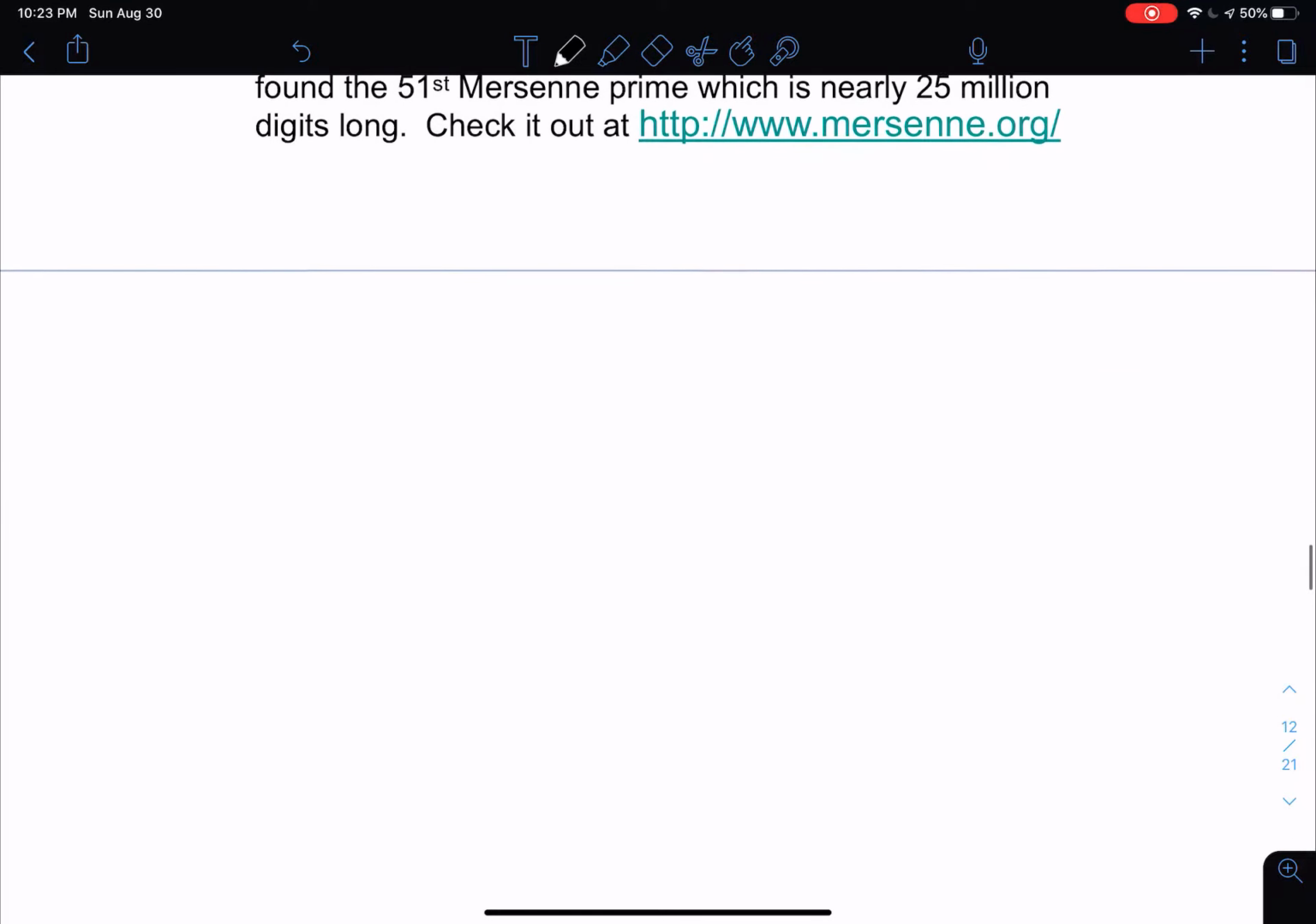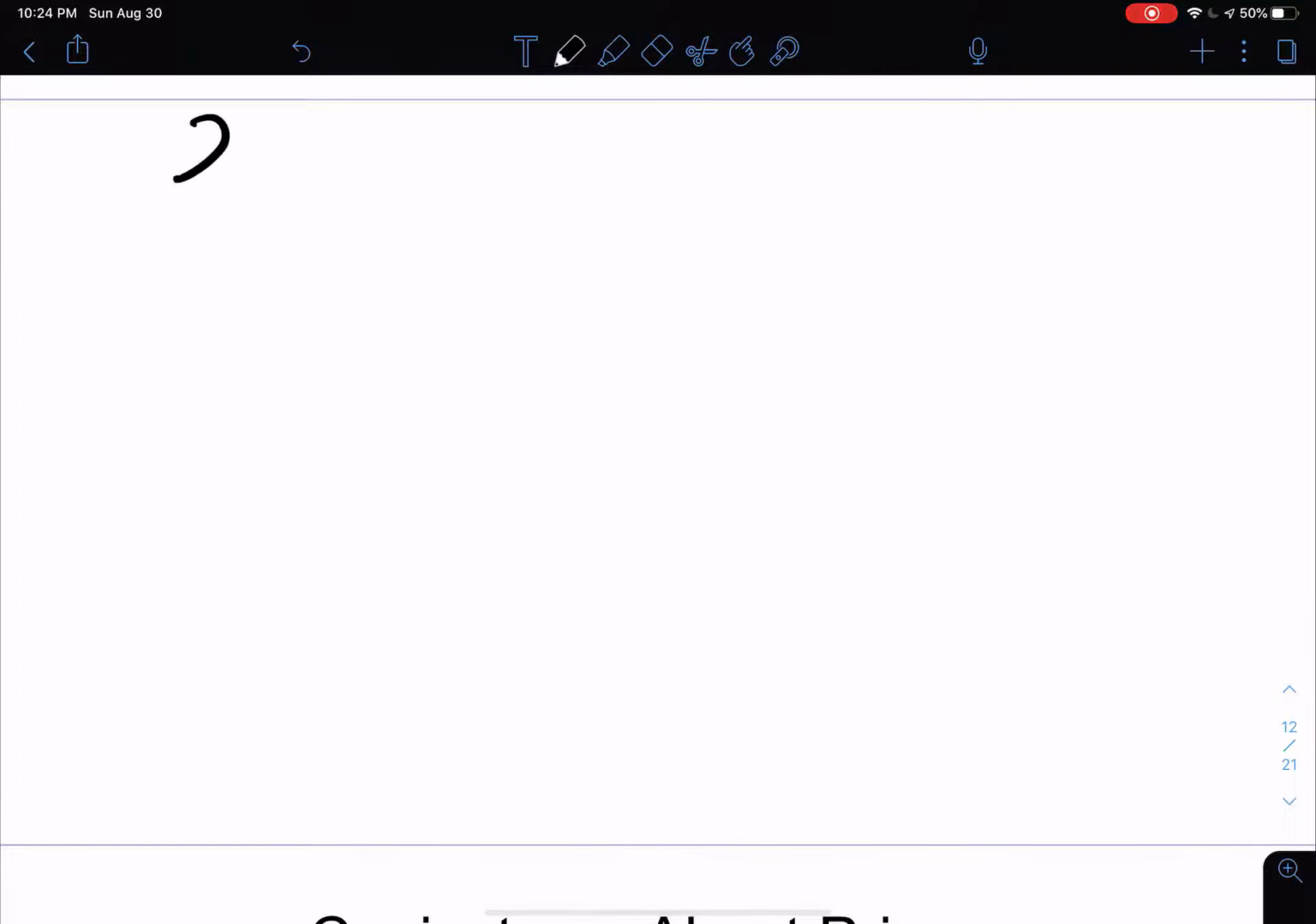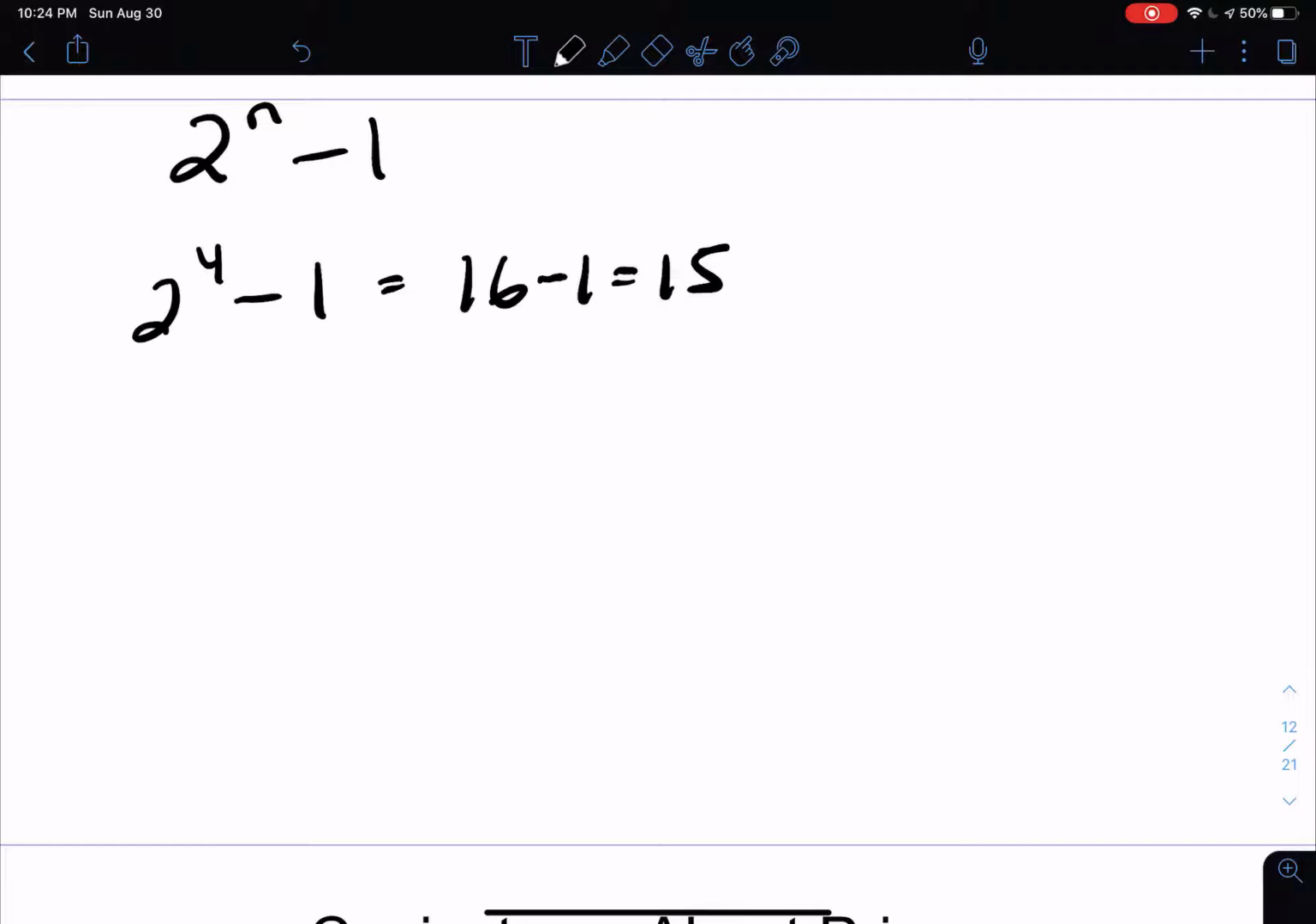But let's find some of our own Mersenne primes for a minute here. Remember, 2 to the n minus 1. Now remember, we can skip using composite numbers, because if you do something like 2 to the 4th minus 1, 4 is composite. 2 to the 4th is 16. 16 minus 1 is 15. 15 is also composite. That can't be a Mersenne prime because a Mersenne prime, by its name, has to be prime. And anytime you put a composite number there, it's going to come out composite. So don't even bother with those.